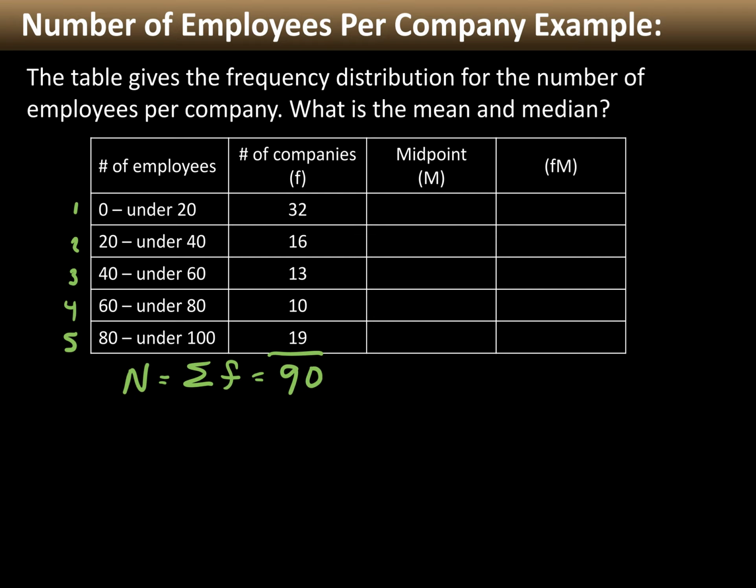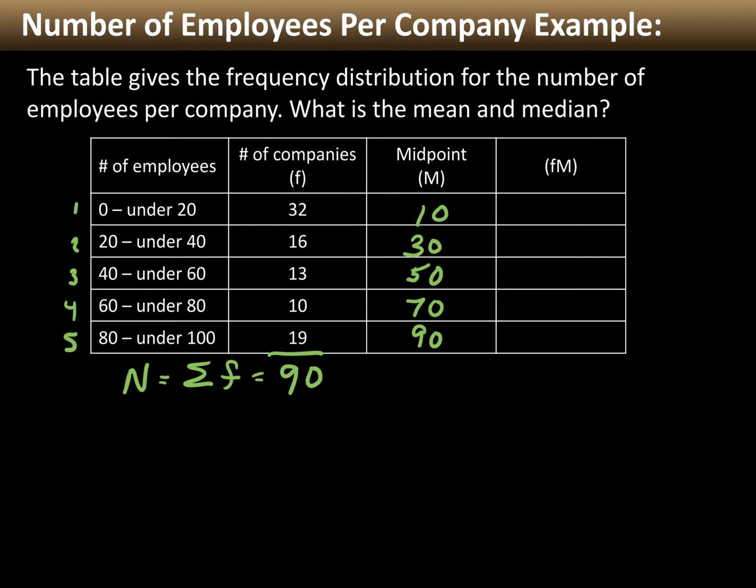And we then want to know the midpoint of each class. To get the midpoint, M, 20 subtract 0, divide by 2. The midpoint for the first class is 10. The next one is 40, subtract 20, divide by 2, which gives us 30. The next one is 60, subtract 40, divide by 2, which gives us 50, and so on. So this will be 70, and then finally 90. Those are the midpoints of each class.